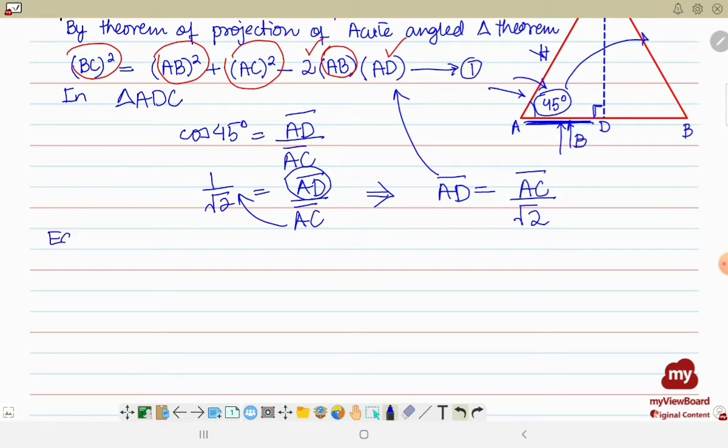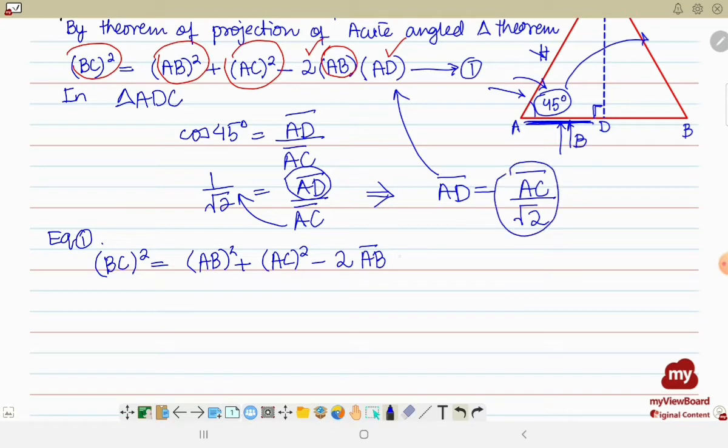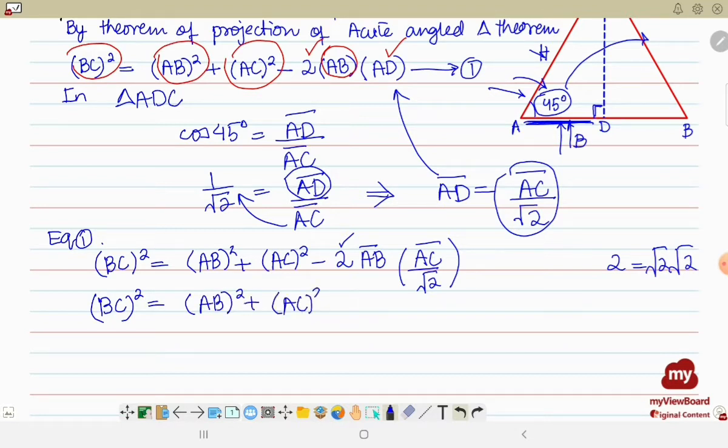So our equation 1 becomes BC square is equal to AB square plus AC square minus 2 times AB as it is, and instead of AD we'll insert this value, which is AC over square root 2. Now if we see, square root 2 can be written as square root 2 into square root 2. So instead of this we'll be writing down BC square is equal to AB square plus AC whole square, and instead of 2 we'll be writing down square root 2 into square root 2, so that it will get cancelled by the square root 2 present in this denominator.